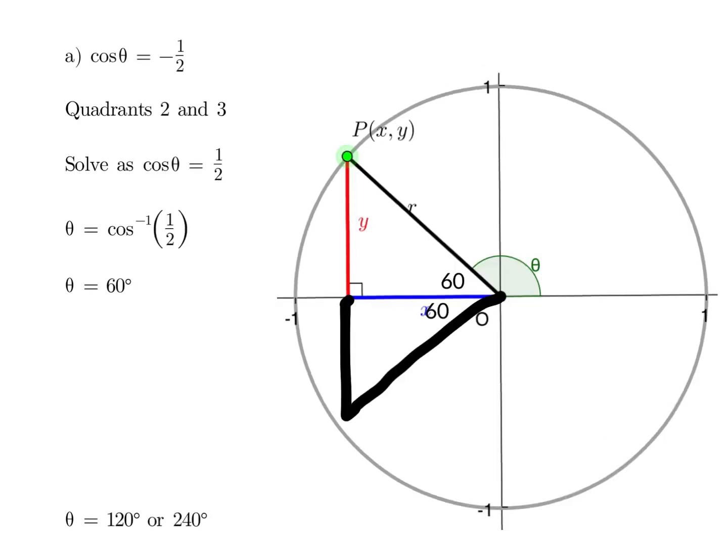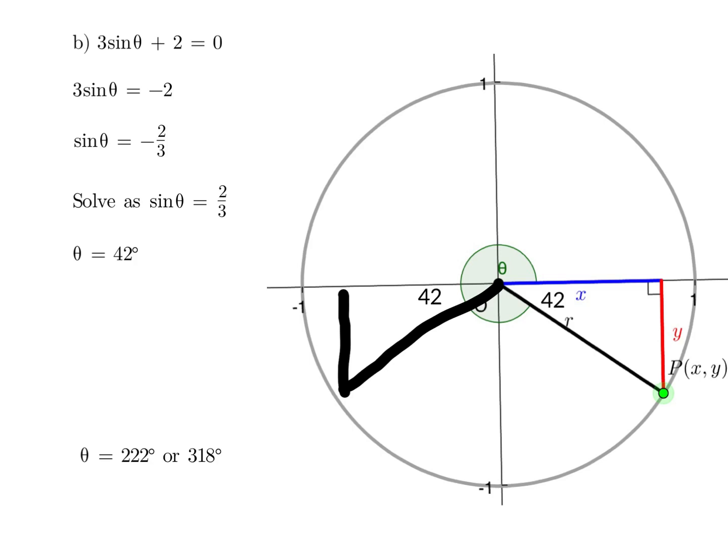solutions. So for the cos theta equals negative 1/2, draw your triangles in the correct quadrant. So that's quadrants 2 and 3 where cos is negative. Solve as cos theta equals 1/2, so solve it as a positive so that we can get an acute angle. So you press cos minus 1 or shift cos of 1/2 and that gets you 60 degrees. Put your 60 degrees in your two triangles in quadrants 2 and 3, and then your angle is equal to the angular distance from the positive x-axis. So the first one's 120 and the second one's 240.